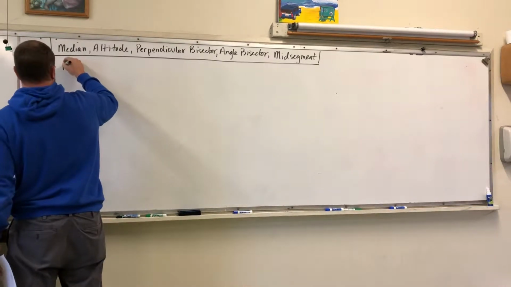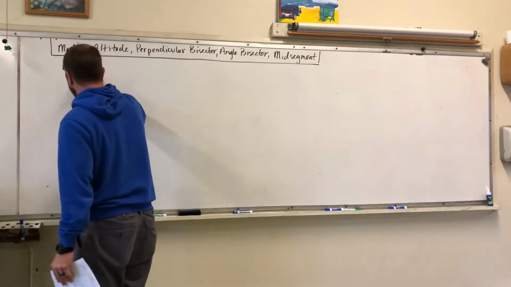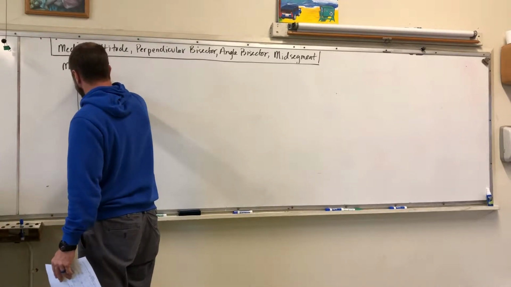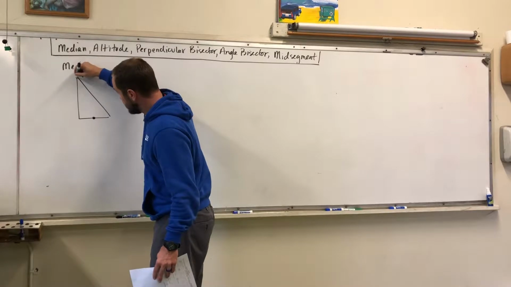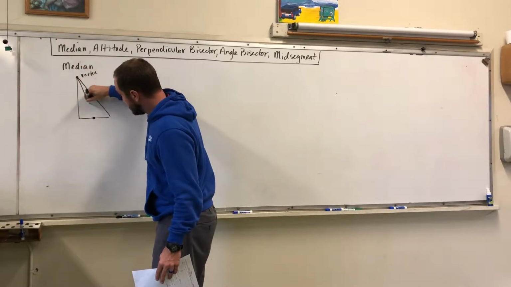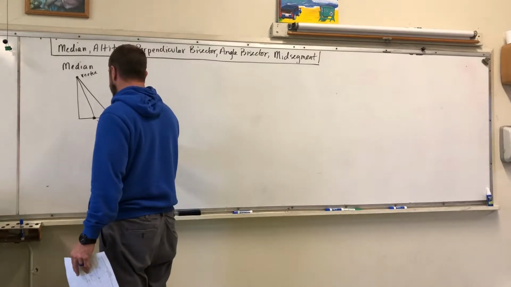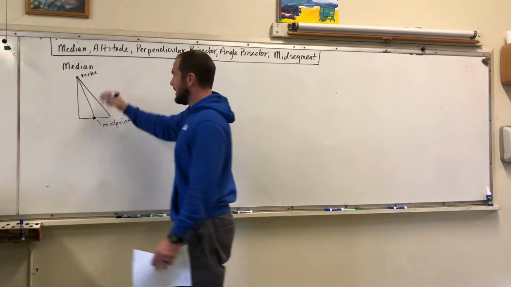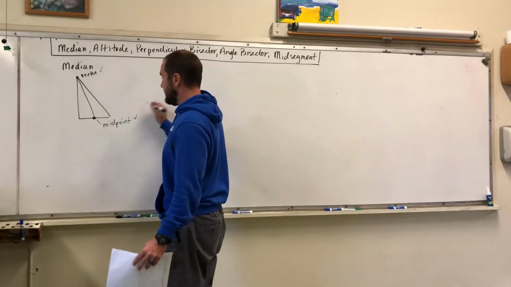So you have to look at what certain parts have. As far as a median, it has a vertex and a midpoint. And when you're trying to pick these out of diagrams with multiple lines on them, you're looking, okay, median, I know, is vertex and midpoint.